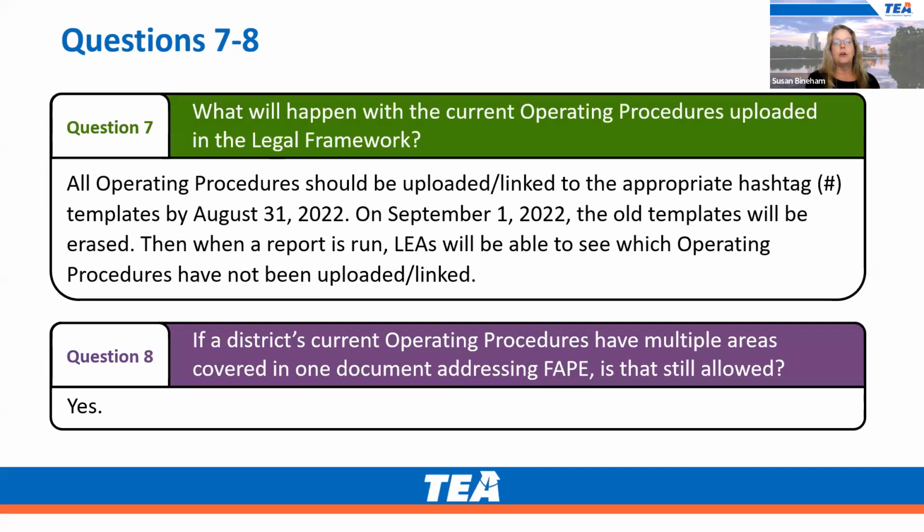What will happen with the current operating procedures uploaded in the legal framework? All operating procedures should be uploaded and linked to the appropriate hashtag by August 31st, 2022. On September 1st, the old templates will be replaced or erased. When a report is run, the LEAs will be able to see which operating procedures have not yet been uploaded or linked. So when you go through, you can run your report, you can see what's still missing. But as of September 1st of 2022, the old templates are going to disappear.